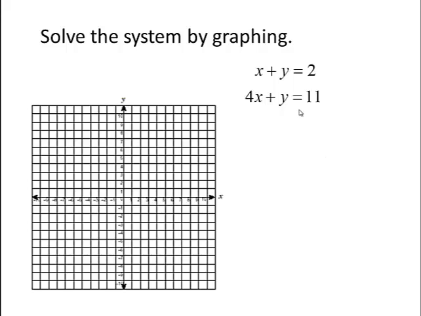Solve the system by graphing. You can graph the first equation. You can also use this by x and y intercepts. Put a 0 for x and y, you'll get a 2, and +2 on x and y. And then on the other one, you solve this for y, so you can have a y-intercept at 11, and the slope is -4. Once you move the -4 to the other side, you get this line, and where they cross is at 3, -1.